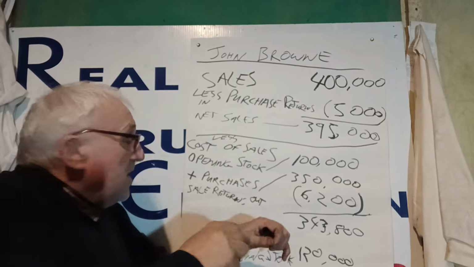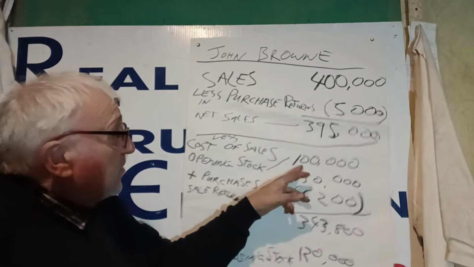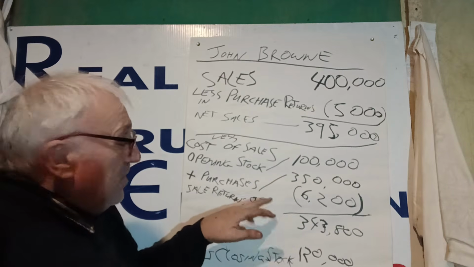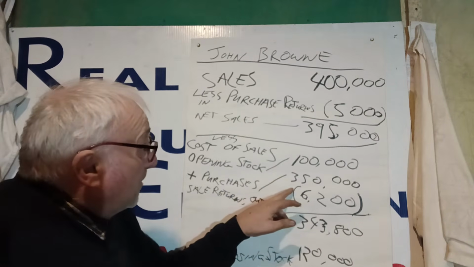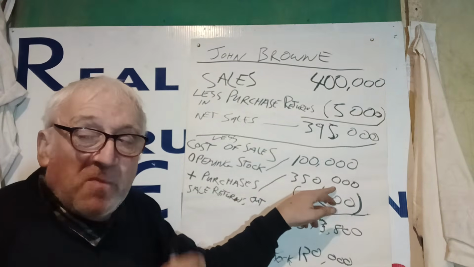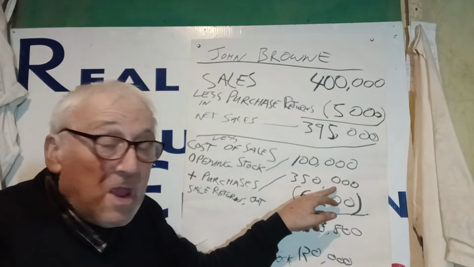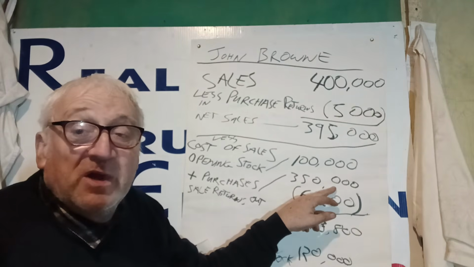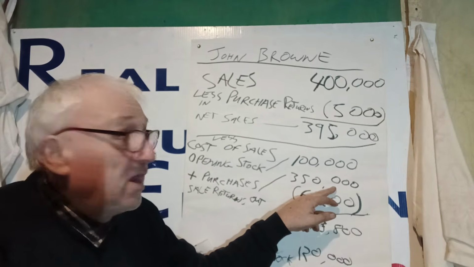Less. So now you have the opening stock at 100,000. Now plus the purchases. The purchases is 350,000. So you're going to be buying in a lot of shoes during the year. If you're a big hardware store, you're going to be buying in a lot of stuff. The lorries will be coming every day.